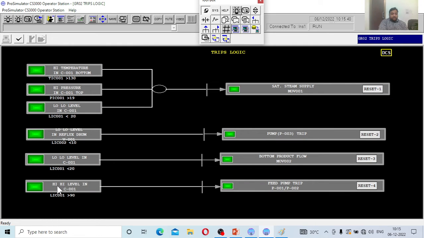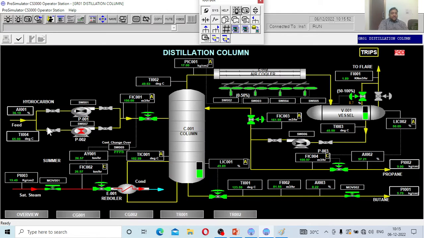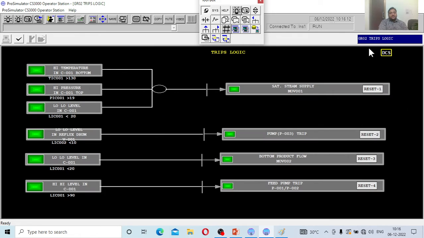And the feed pump, high level in the C001. When LIC001 is greater than 90%, the feed pump will trip. What is LIC001? If you go to the DCS panel, this is the LIC001. When this level is more than 80-90%, the column has automatically been filled with liquid. What is the necessity to pump more material inside? So automatically the feed pump is going to go off once the level has reached more than the specified value. These are the different trips.